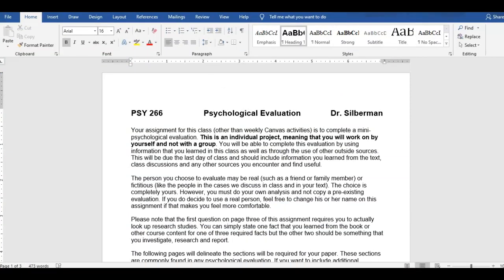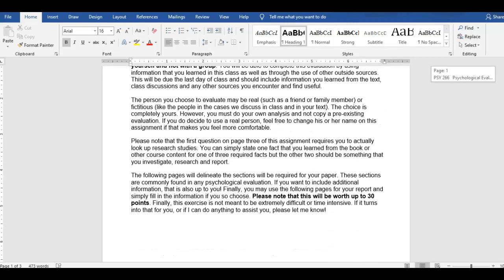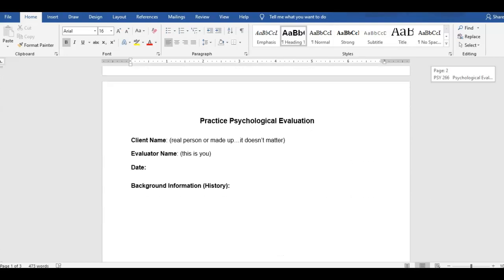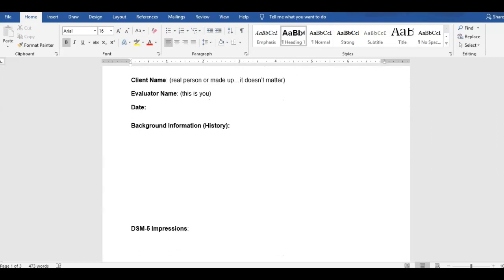By the end of the semester, you're going to do your own independent psychological evaluation. You want to do it on a real person and change that person's name just to keep it anonymous? You could do that. You want to do it on a movie or TV character with a psychological problem? You could do that too. You want to just make up a person? Well, you could do that also. Up to 30 points it's worth if you do it correctly.